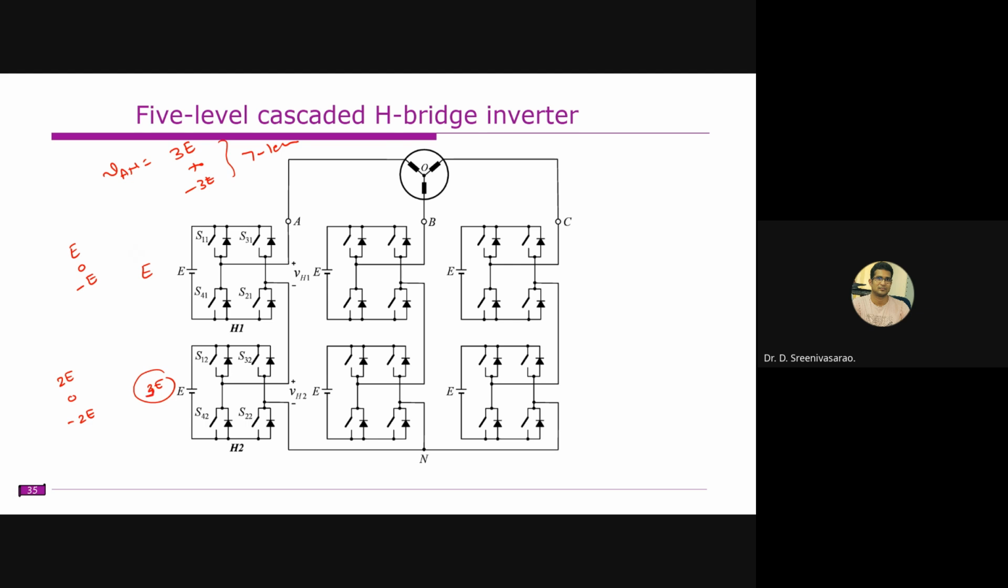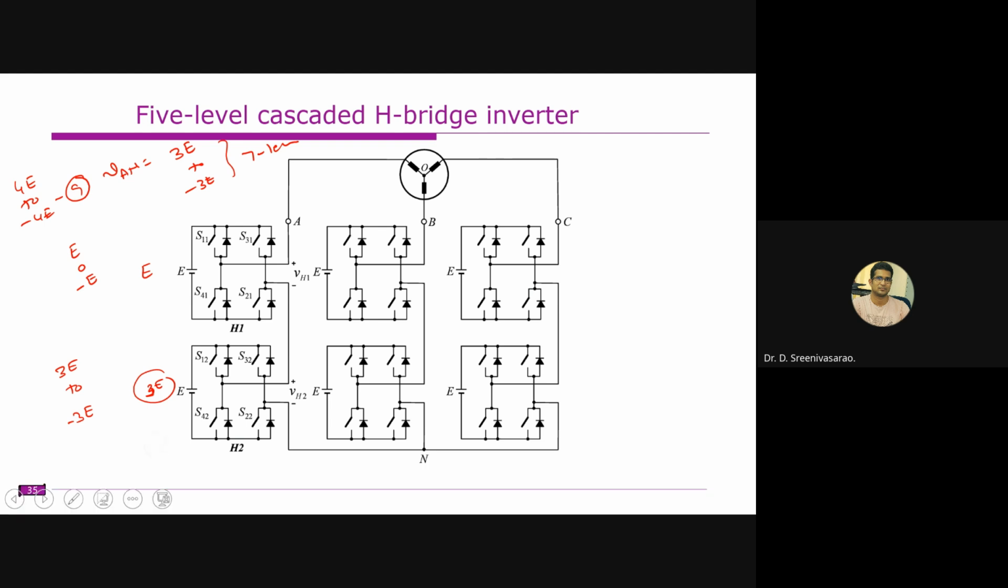Similarly, if we have 3E also, now it will be 3E. So if it is 3E like this, it will become 3E0 minus 3E, so the total will be equal to 4E0 minus 4E. So you are getting 9 levels. Depending on the voltage ratio, we can do that. But there is a limit for that. So you cannot go for voltages like 4E and so on.